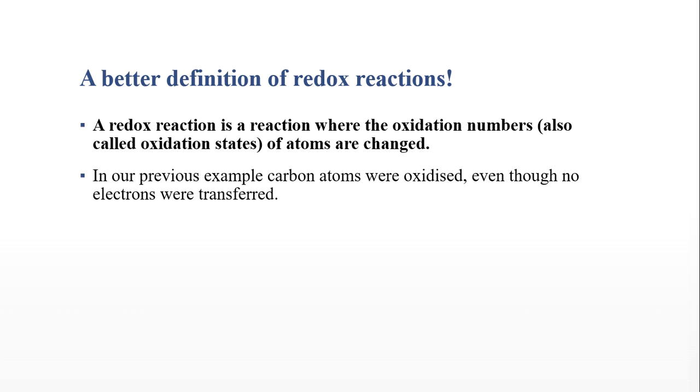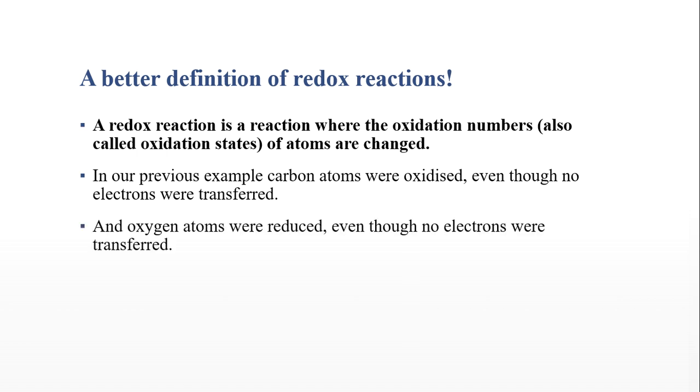In this example, the carbon atoms were oxidized, but no electrons were changed. We still have the same number before and afterwards. And the oxygen atoms were reduced, but they didn't gain extra electrons or lose extra electrons. It's just that they bonded differently. So rearrangement of the electrons, but still the same number actually belonging to every single atom here.